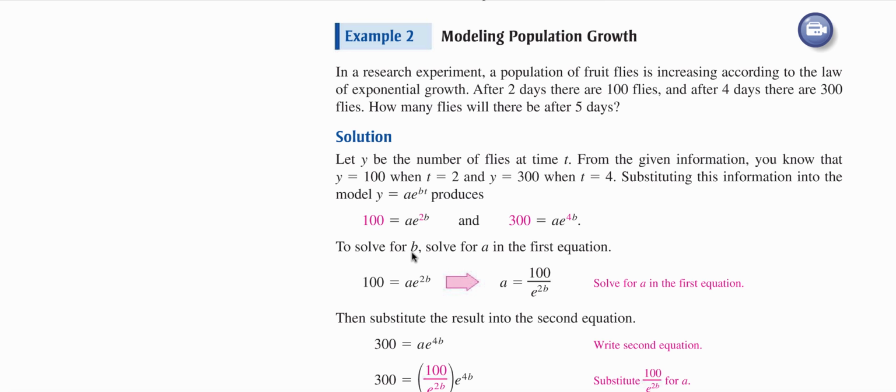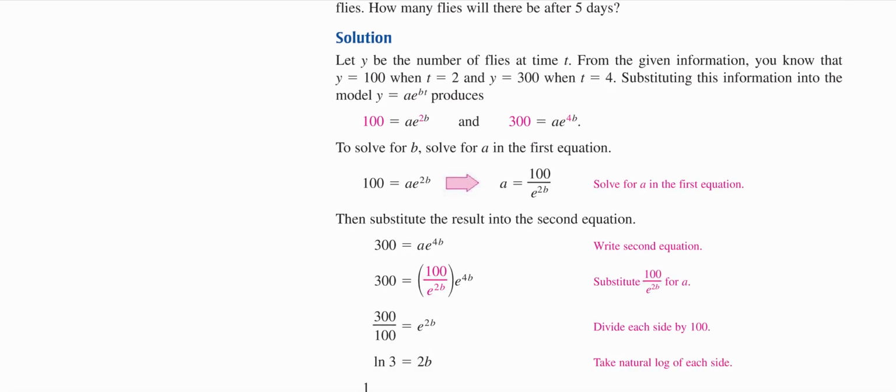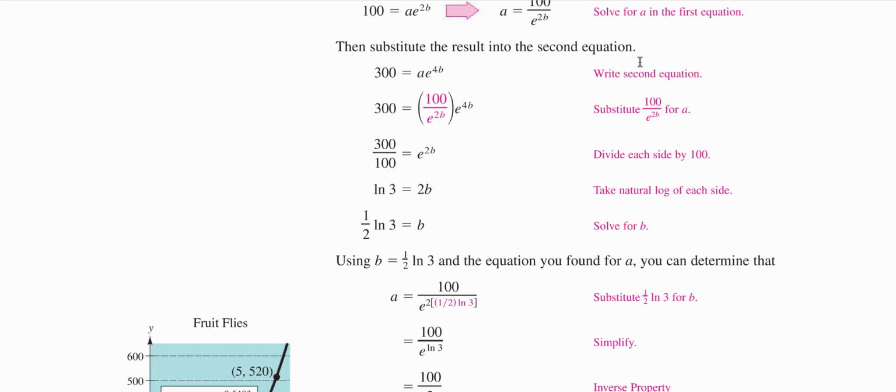To solve for b, solve for a in the first equation. So divide both sides by e to the 2b. So a equals 100 over e to the 2b. Then substitute that result into the second equation. So 300 equals a times e to the 4b becomes 300 equals 100 over e to the 2b times e to the 4b. And then we use the subtraction property of powers. e to the 4b minus 2b is e to the 2b.